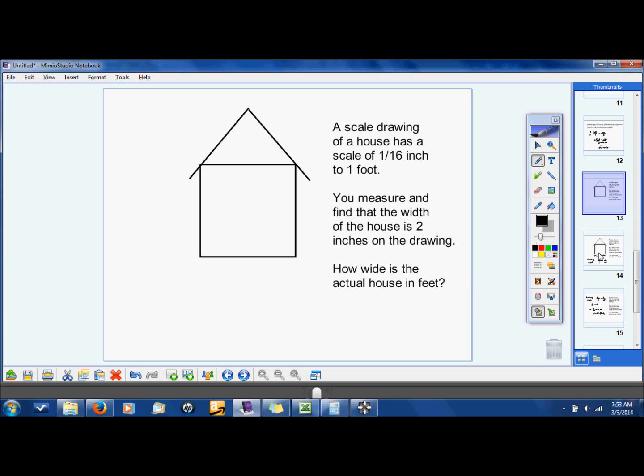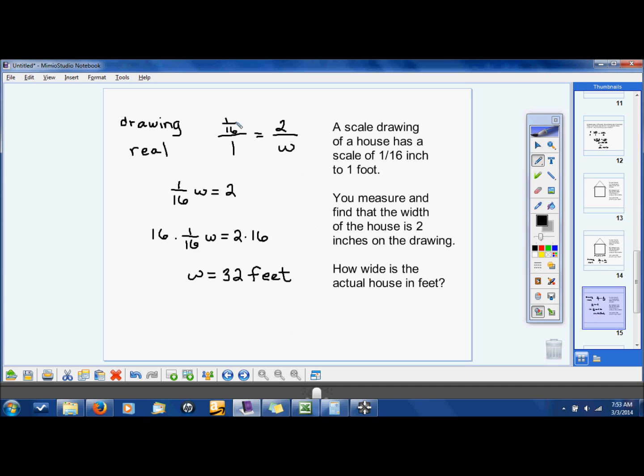So let's take a look at how we need to set that up. We measure the 2 inches. If we have the drawing compared to reality, 1/16 of an inch on the drawing equals 1 foot in reality. So this 2 inches here in the drawing equals unknown in reality. Drawing to reality, cross multiply, and you get 1/16 W equals 2.